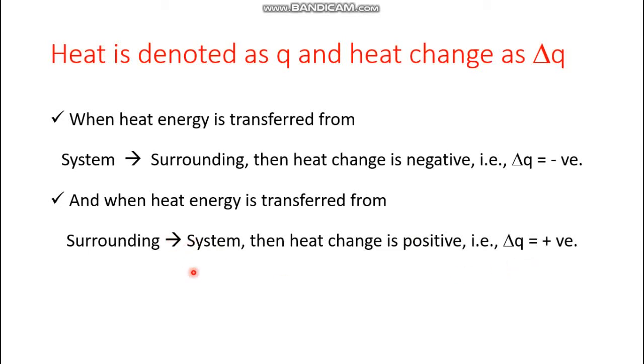Suppose a glass containing cold water, so that is definitely an endothermic system because heat is being absorbed there. In that case delta Q should be positive. On the other hand, if you put a hot water glass on the table, then heat will be released by the system towards the surrounding, and in that case heat is lost. That means delta Q should be negative.